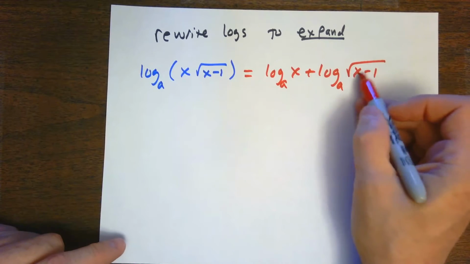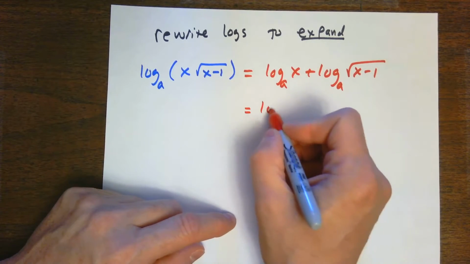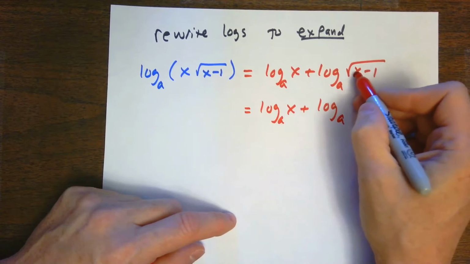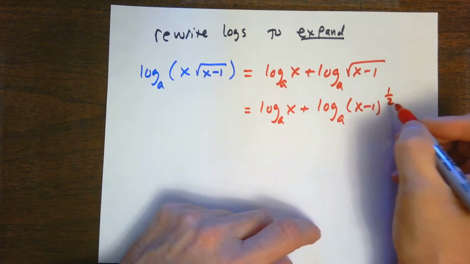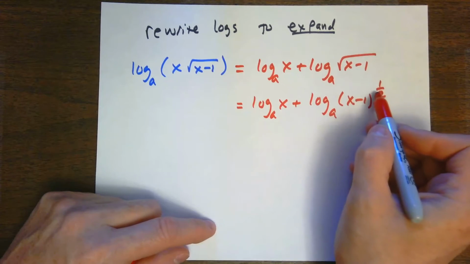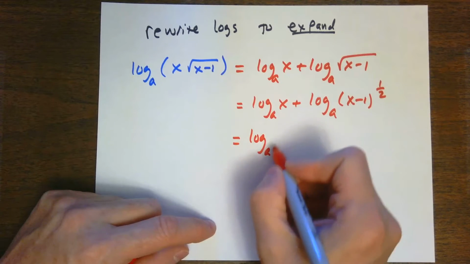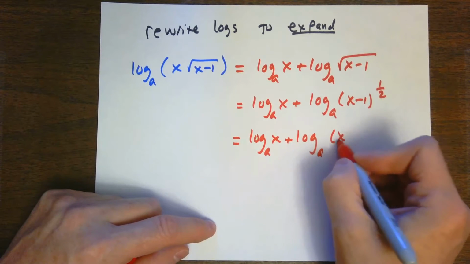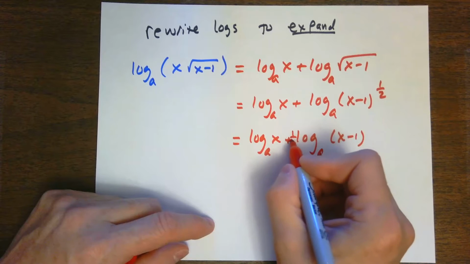Now what about this? Can I expand that? No, but I can rewrite this. Log base a of x plus log base a of x minus 1, the square root of that, is the same thing as x minus 1 to the 1/2 power. Square root and 1/2 power. Now why am I doing this? Because now I'm going to use that power rule. And I get log base a of x plus log base a of x minus 1, and the 1/2 comes in front. There should be a 1/2 in front of here. 1/2.